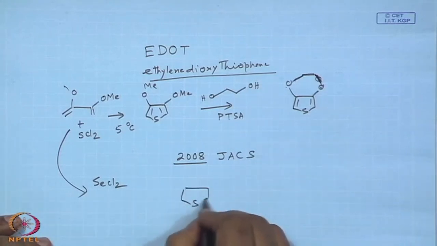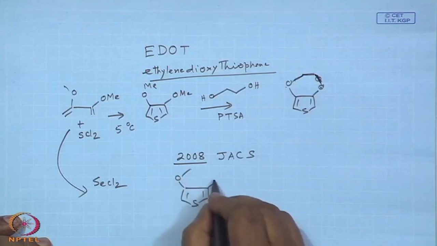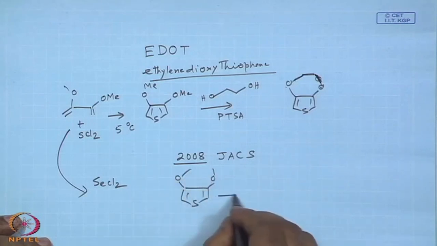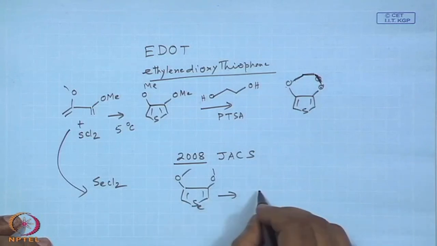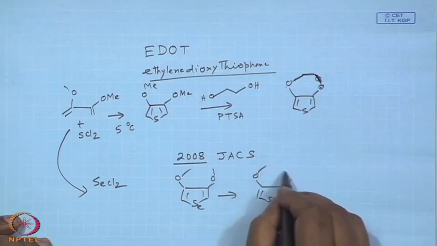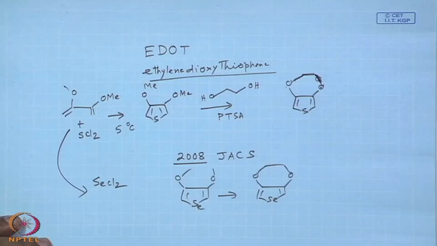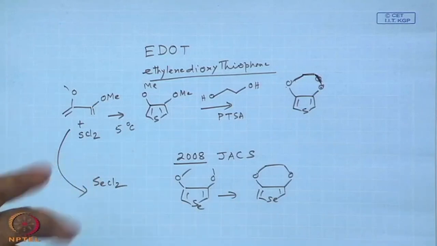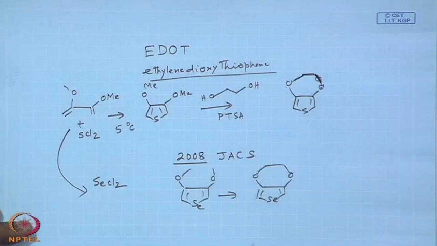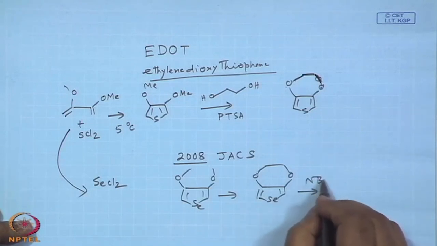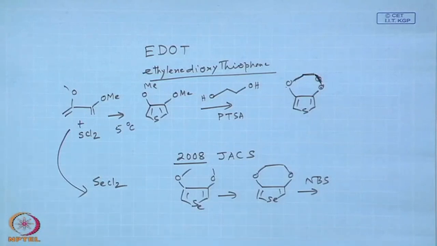Selenium dichloride, exactly the same thing he has done, selenium here, okay, he has made these. The only thing is he did not stop here. He developed methods for the polymerizations. What he did, he reacted with NBS, and NBS would promote bromonium. Yes, it supplies bromonium ion, but where does it go? You have so many places.